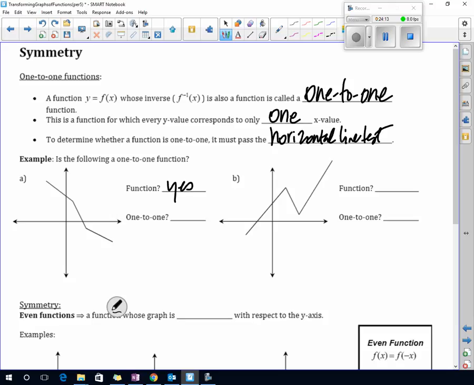Is it one-to-one? Now do the horizontal line. Yes. Okay. How about this one? Is this a function? Yes. I don't know what I was trying to write there, but yes. Is it one-to-one? No, it would fail the horizontal line test, right?